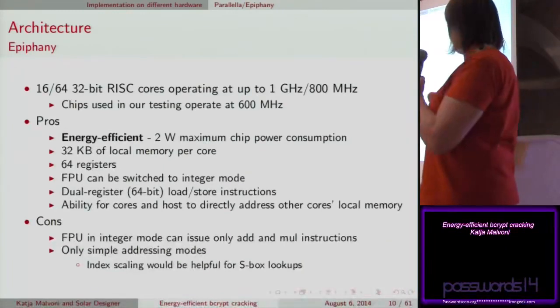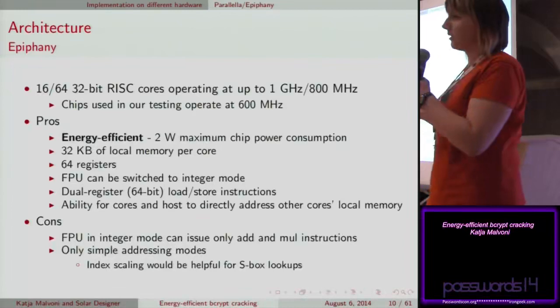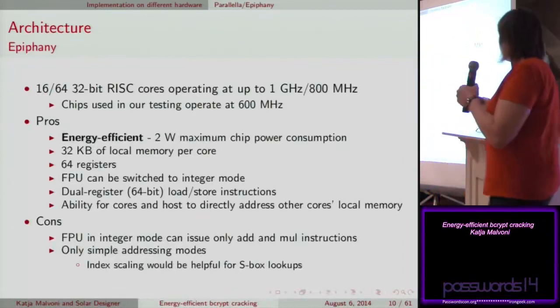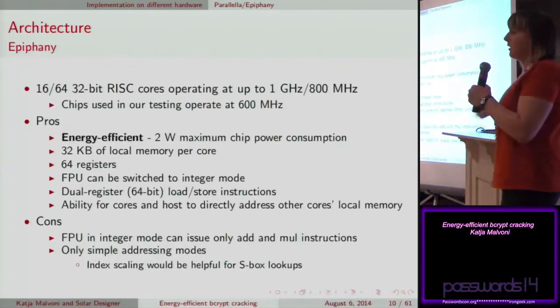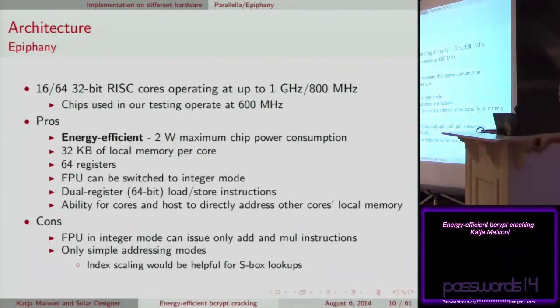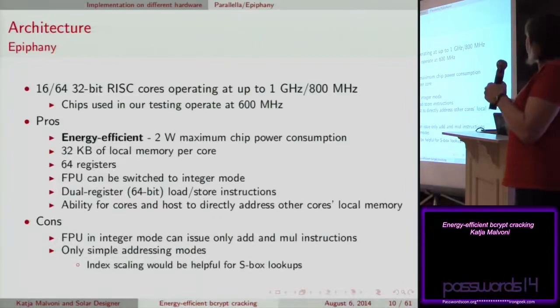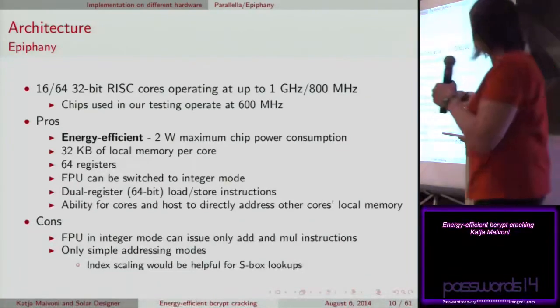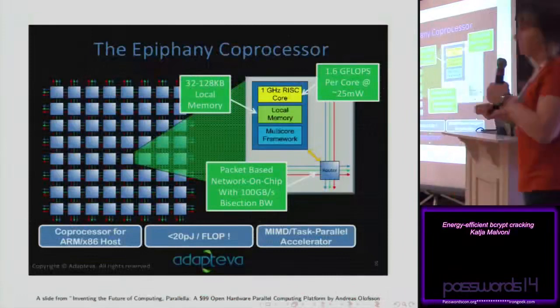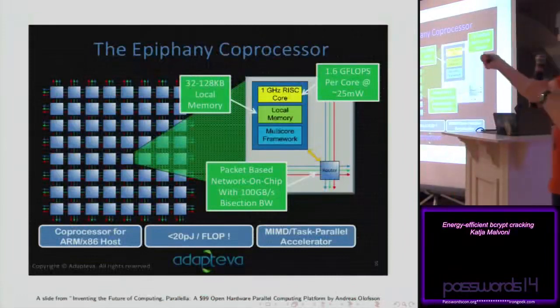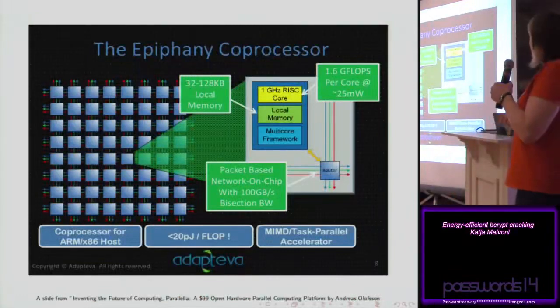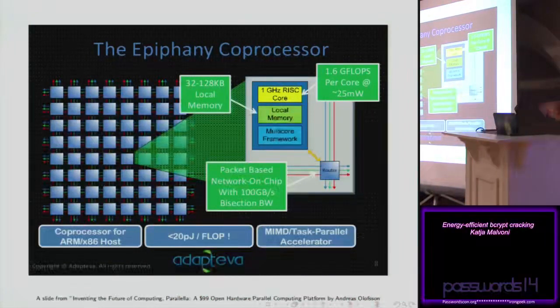There are also some cons to this architecture, and that's the latency of the FPU, which is 4 cycles, and the fact that it can issue only integer instructions. But with a large number of registers and 32 kilobytes of local memory per core, these cons can be easily overcome. This is how the chip looks. So there are 64 cores, a network on chip, and basically all the stuff that I already mentioned.